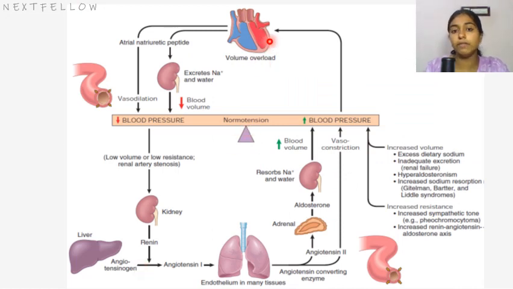Whenever there is a volume overload, the heart muscles will produce atrial natriuretic peptide, which may cause vasodilation, and there will be a reduction in blood pressure. Whenever there is low blood flow to the kidney, the juxtaglomerular cells will produce renin. This renin converts angiotensinogen to angiotensin I, which acts on endothelial cells in many tissues and produces angiotensin II. This angiotensin II acts on the adrenal and produces aldosterone. This aldosterone may cause vasoconstriction and increase the blood volume, thereby maintaining the blood pressure.